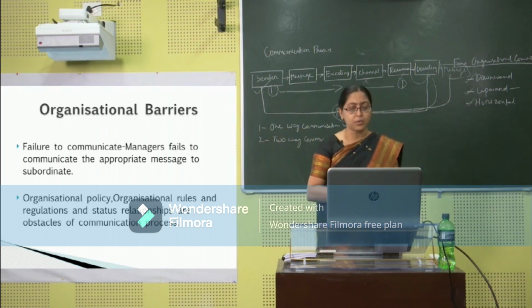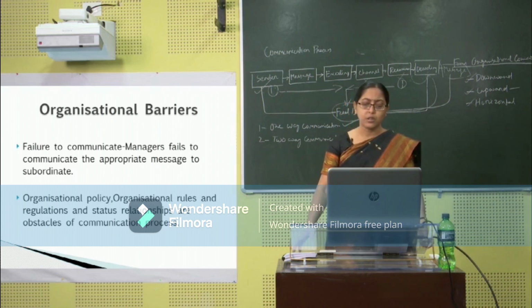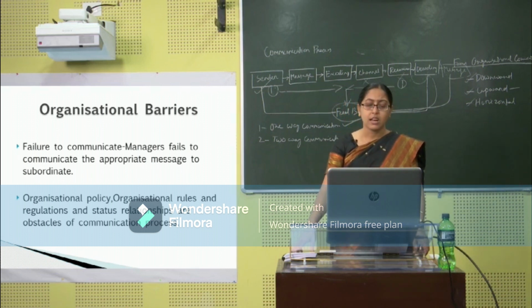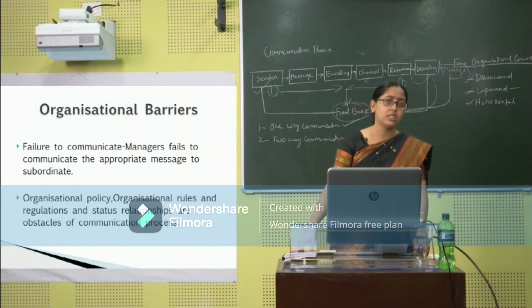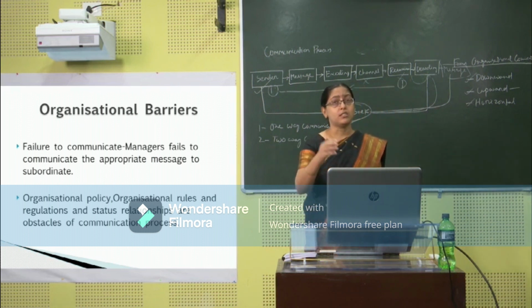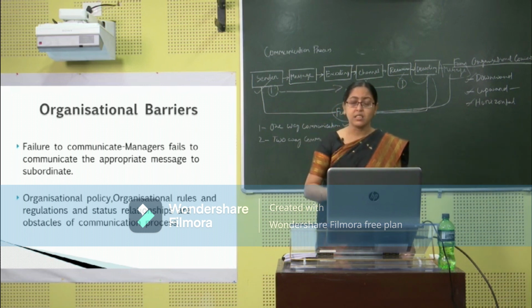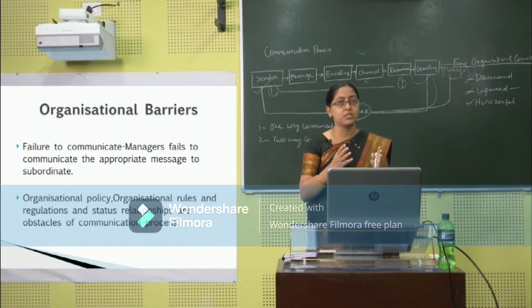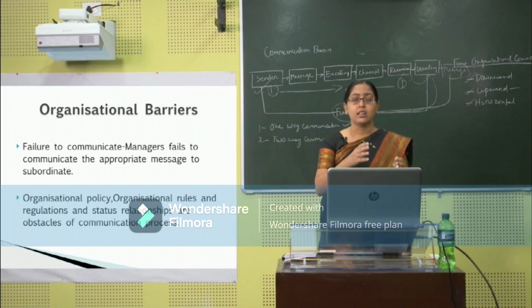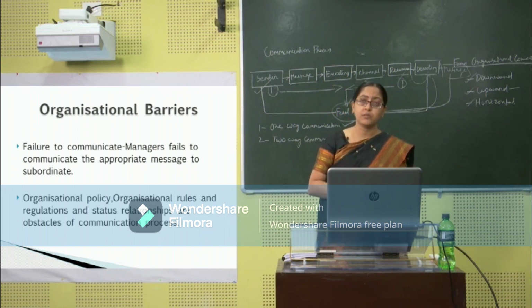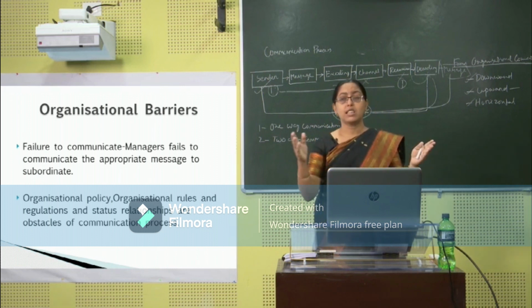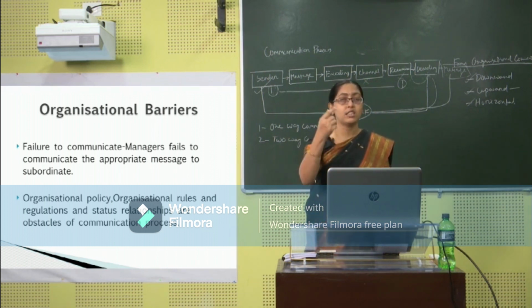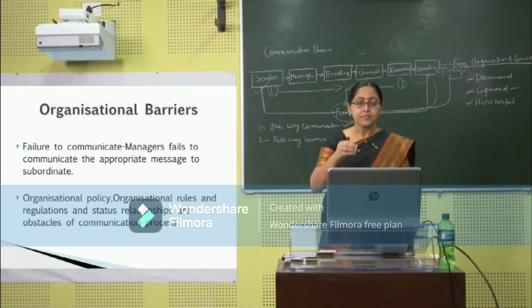Then organizational policy, organizational rules, regulations, and status relationships are the major stumbling blocks for organizational communication. In many organizations there is a policy not to pass on the message to others. In many private companies there is even a clear instruction that whatever salary different people are getting should not be communicated to the people. It means financial secrecy is maintained.